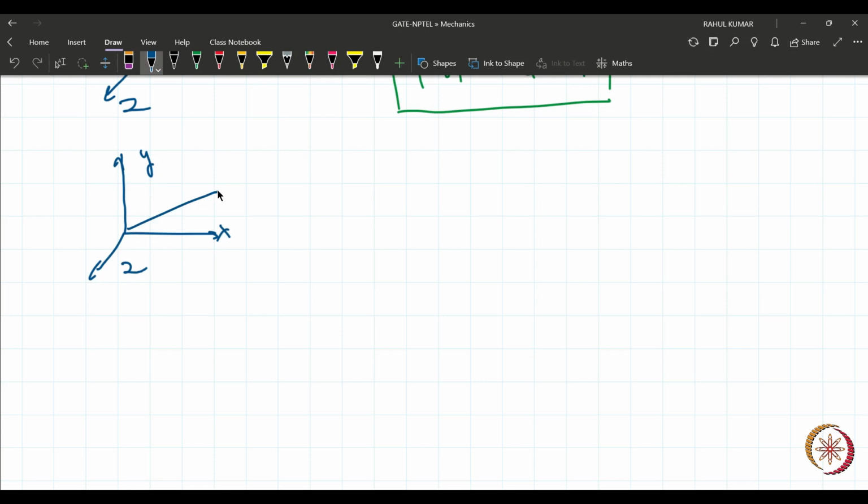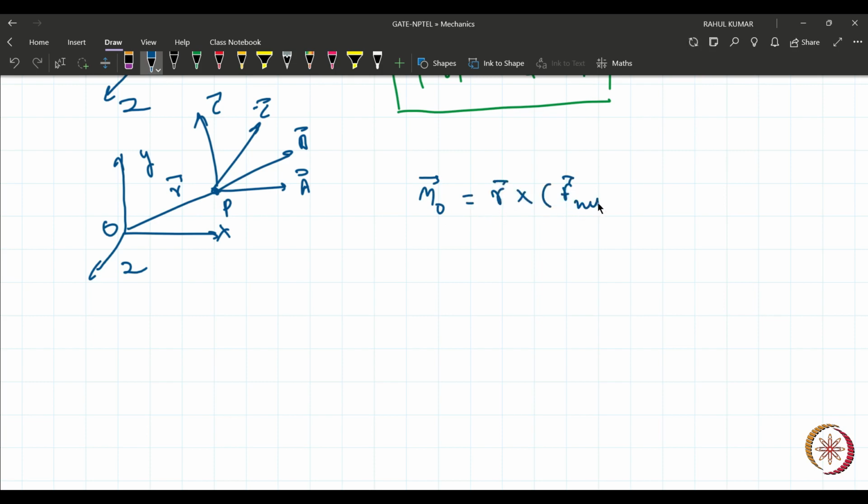There is a particle in three-dimensional space which has position vector r, and on this particle P, lots of forces are acting: A, B, C, and D. And I want to determine the moment about point O. So how will we determine? We can determine it as M_O equals r cross F_O. What is F_O? F_O is the summation of all these forces acting on point P.